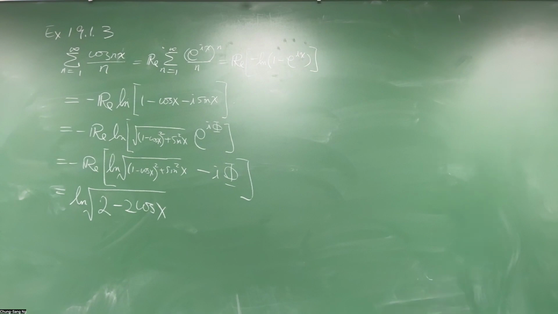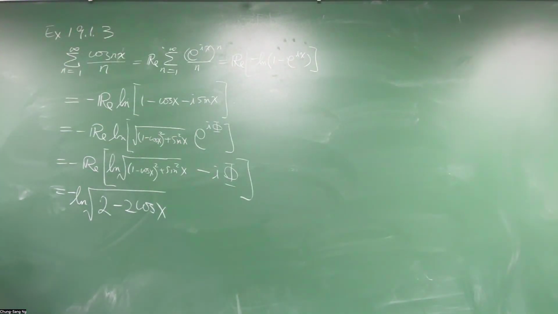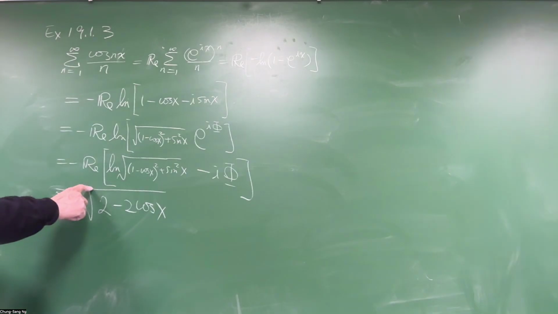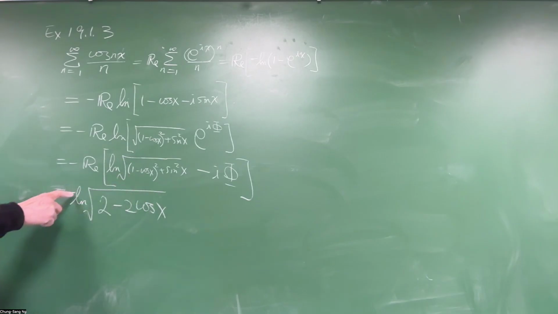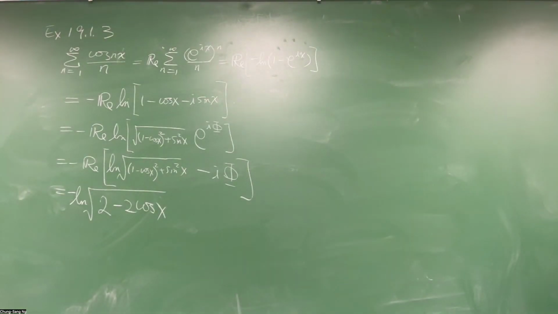Minus log of 2 minus 2 cosine x, square root. But yeah, that's fine. I mean, if you'd like, you can take the square root and it becomes 1/2. That's fine. That's the property of the log. Right.